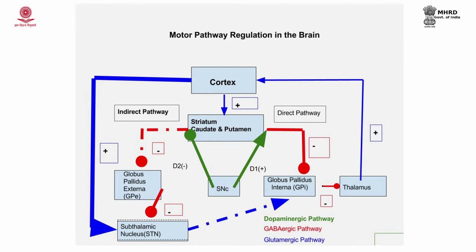In the indirect pathway, the cortex communicates with the striatum. The striatum on the other hand communicates with the globus pallidus externa. The globus pallidus externa participates with the subthalamic nucleus. The subthalamic nucleus can interact with the globus pallidus interna. So, this is the indirect pathway, and it will again communicate with the thalamus, which will go back to the cortex. Now, the indirect pathway is the inhibitory pathway.